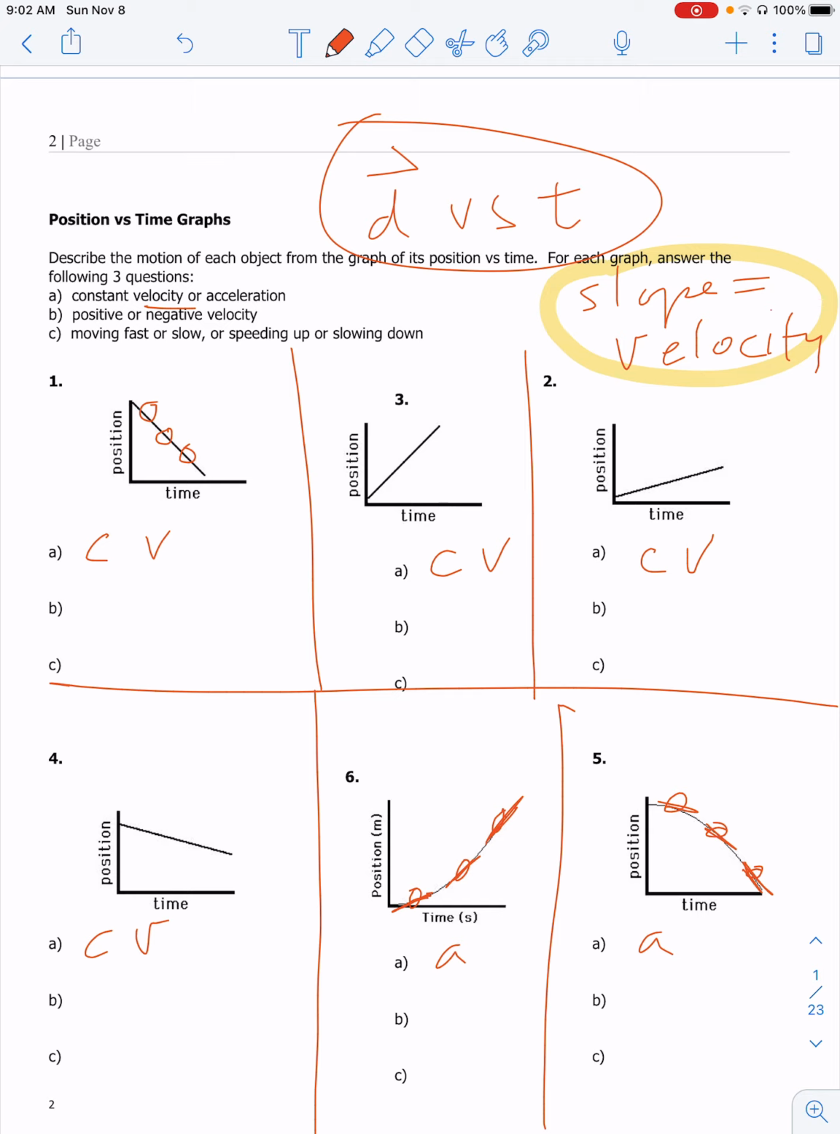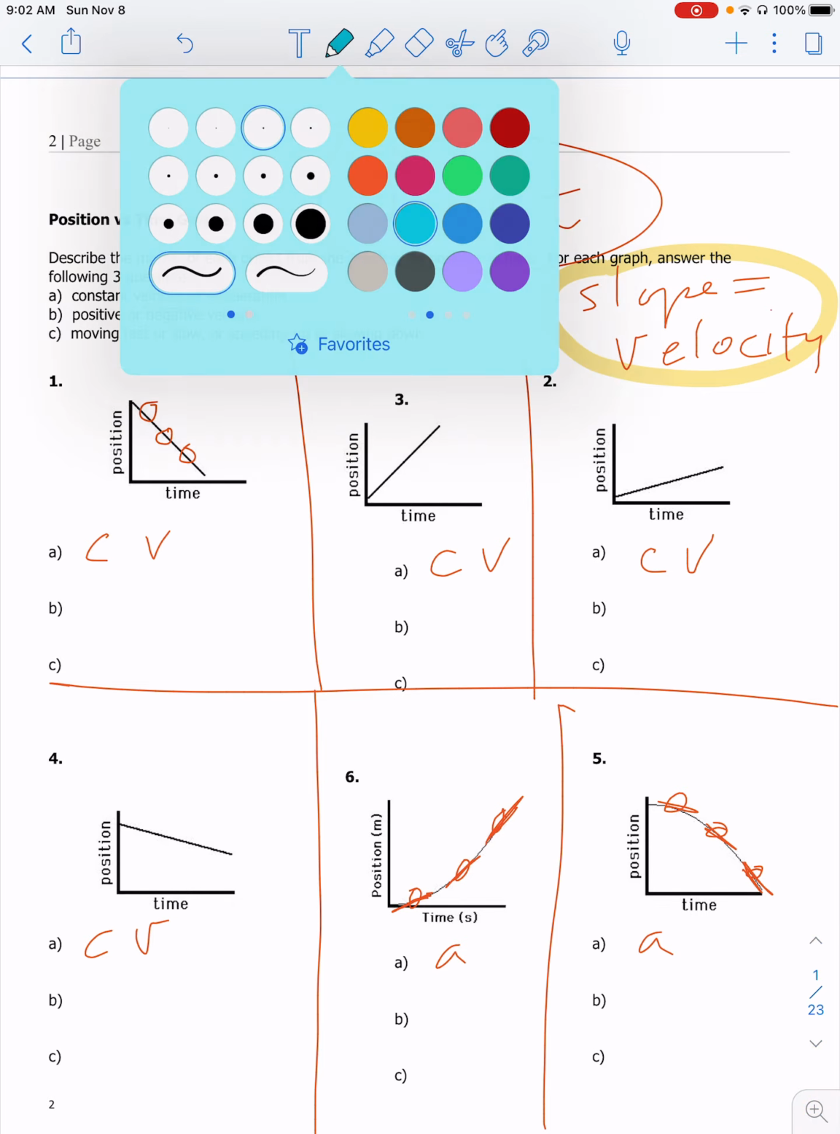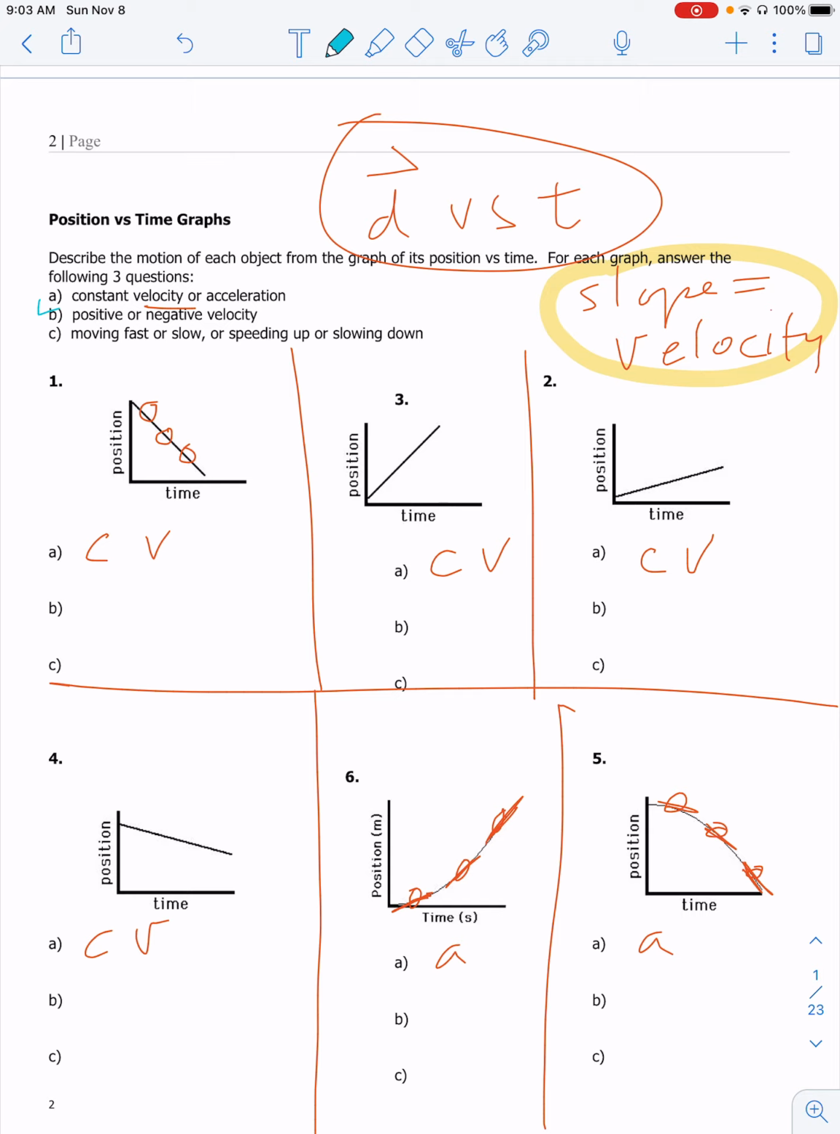So the speed is increasing, so it can't be constant speed. It has to be accelerating. That's why I put an A there. Because the next one is the positive or negative velocity. This is really easy.